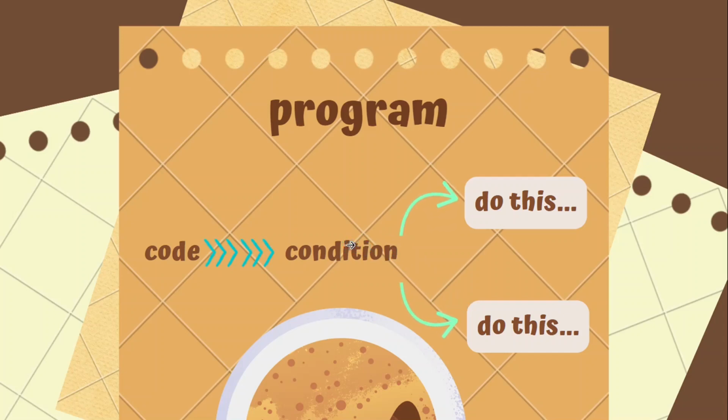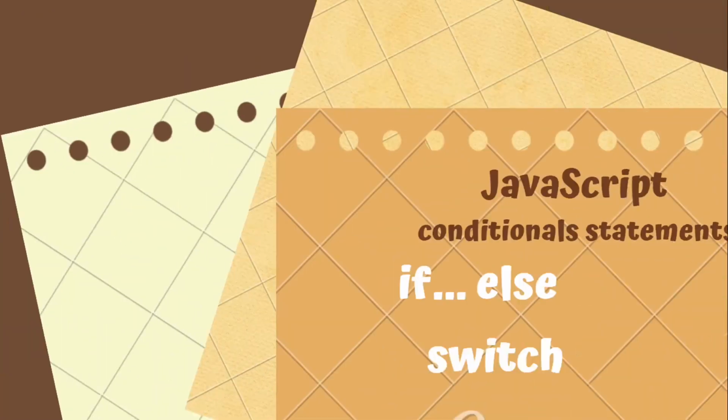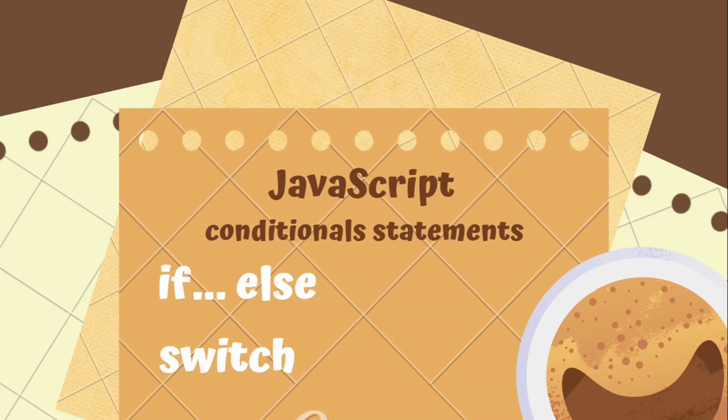And we can have as many conditions as we want, and then we can perform different tasks depending on this condition. So now our program is able to perform different tasks in different circumstances. And in JavaScript, we have two types of conditional statements. First, we have if statements, then we have switch statements. So if statements actually have different types.